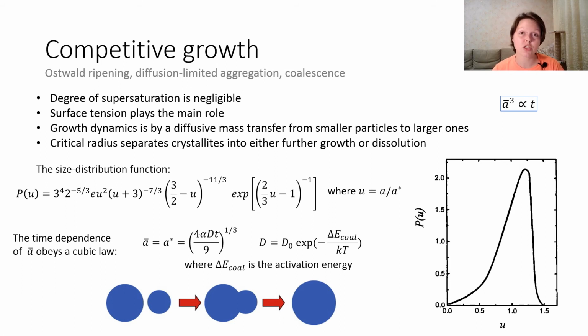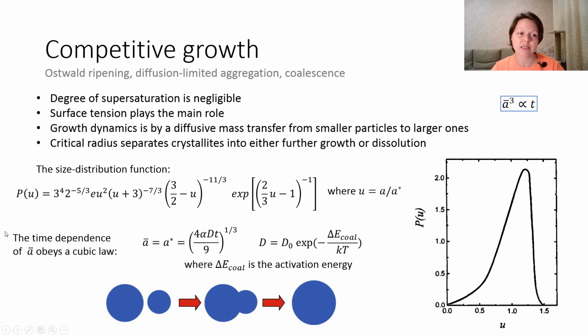The size distribution function, which is also called a Lifshitz-Slyozov function after the name of creators, has this look, and it looks like here on the picture. Lifshitz-Slyozov function is asymmetric with respect to the mean crystal size. Here the maximum is situated at about 1.2, and the width of this function is about 0.3. The slope to the larger sizes is abrupt. That's why the nanocrystals of sizes larger than twice the critical radius cannot exist.